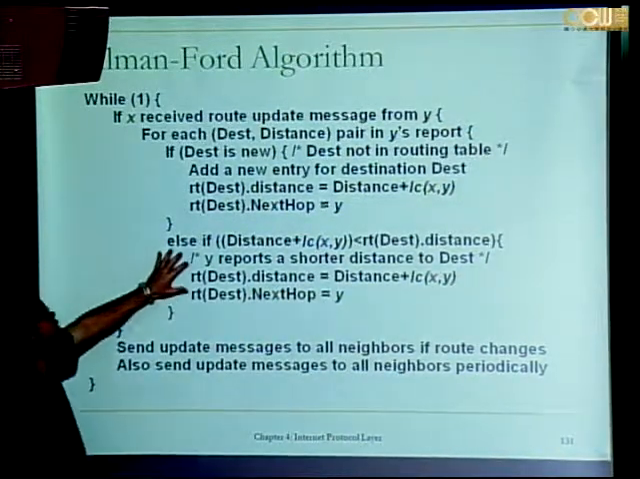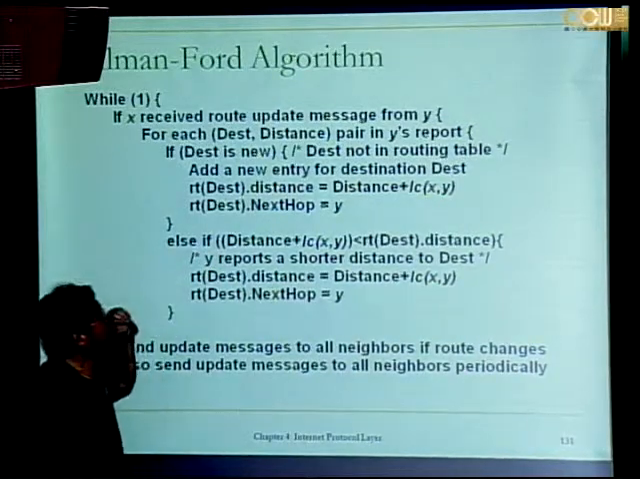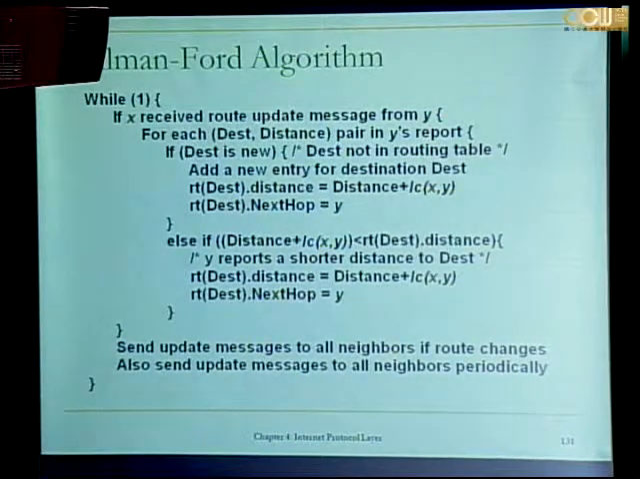But if my neighbor is telling me about a destination that I already know, then I need to check whether my neighbor is providing me a better path. If my neighbor Y is providing me a better path, I would change. If my neighbor is not providing me a better path, I would ignore. So I check this.